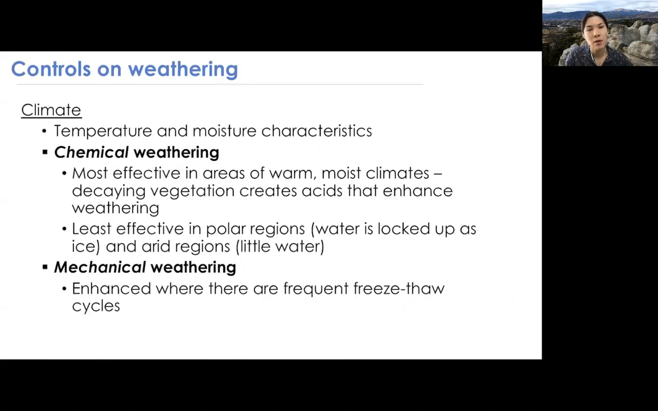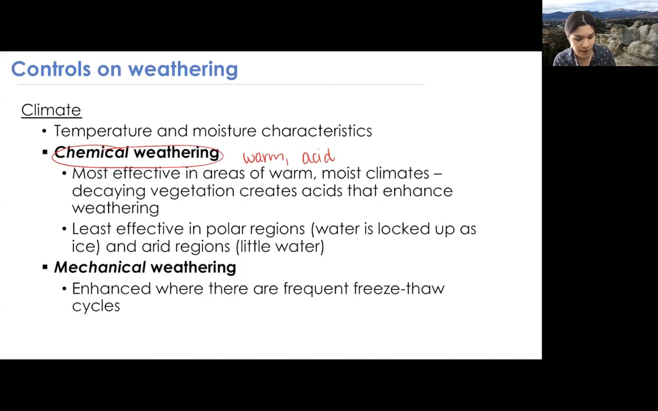The other main control on weathering is going to be the climate. And so we can think of that as the temperature and precipitation or moisture characteristics. When it comes to chemical weathering, this is going to be important in terms of dictating the speed of chemical reactions. So these chemical reactions are probably going to be faster when we have warm climates, and also when these climates can be slightly acidic. That's going to help break down our carbonate rocks.